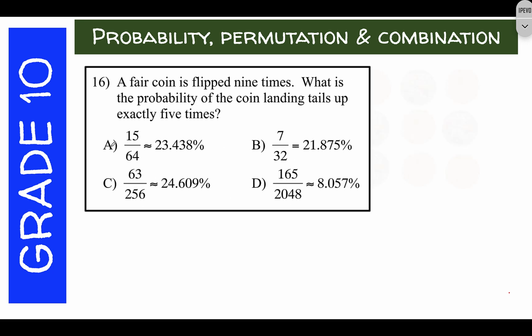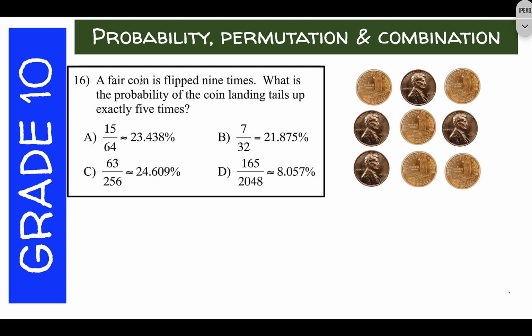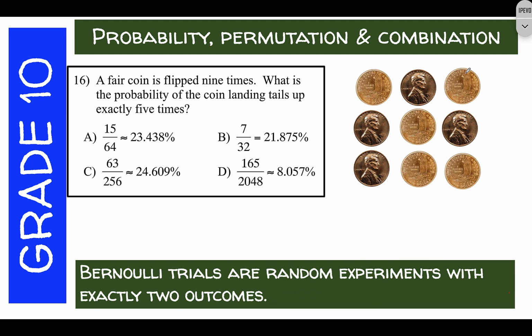Pag ganito po ang klase ng problem where sa bawat pag-flip ng coin, merong dalawang possible results and the results could be tails or heads, ang tawag po sa kanya is a Bernoulli trial. Bernoulli trials are random experiments with exactly 2 outcomes. Dito po, dalawa lang ang pwedeng outcomes, either heads or tails. That's why this is a Bernoulli trial problem.